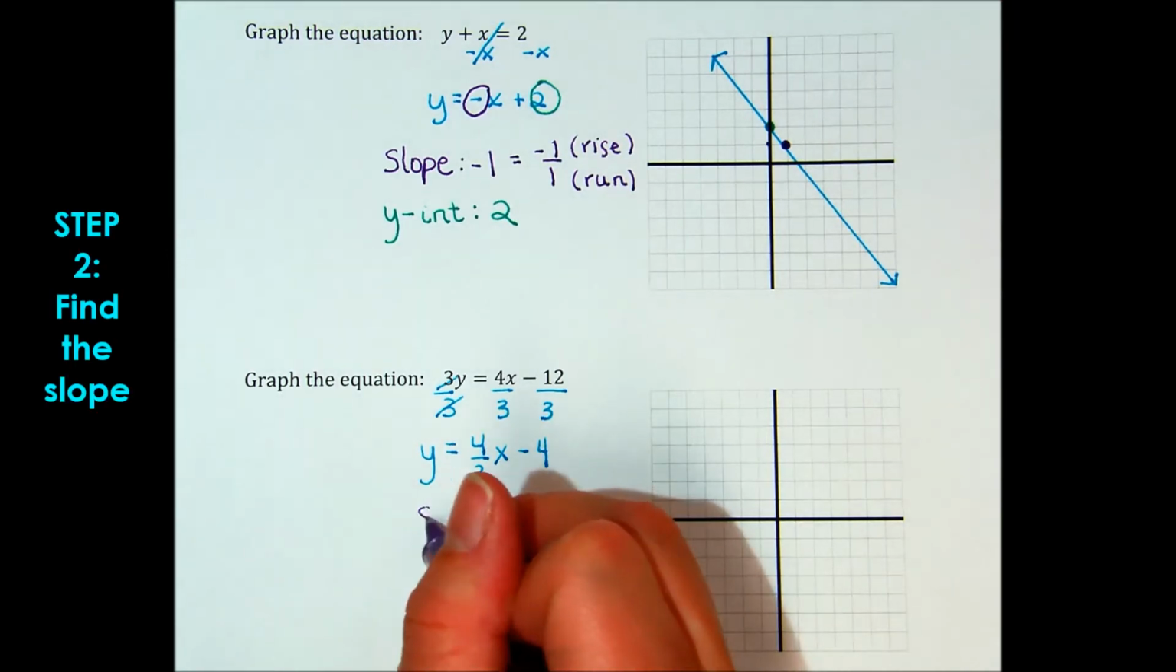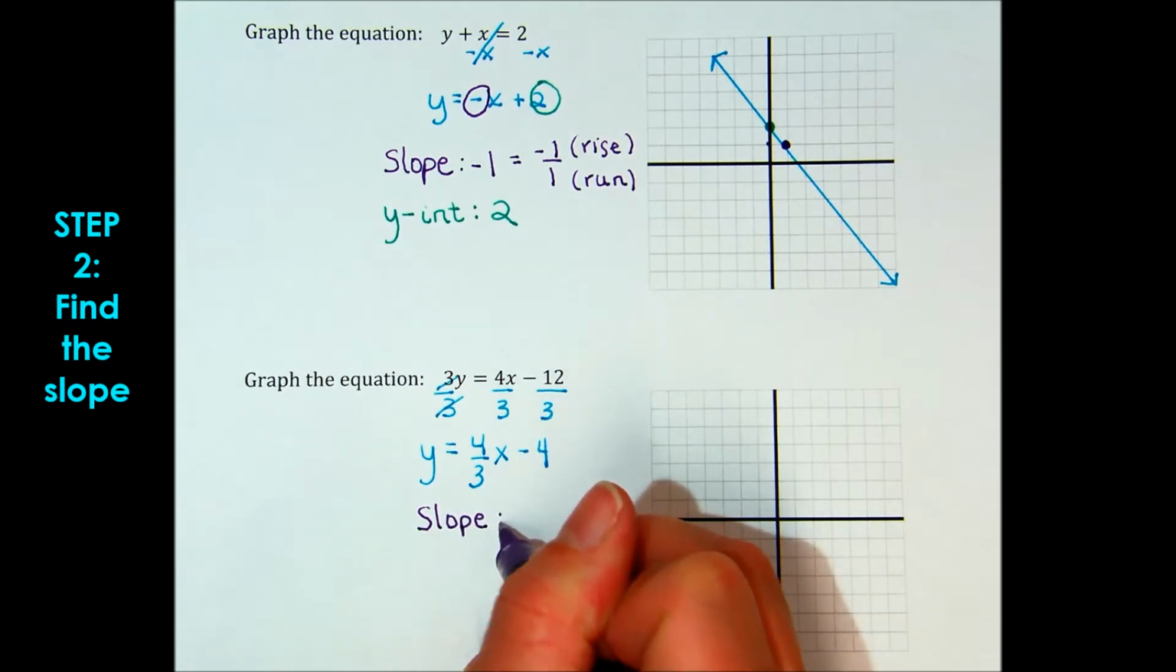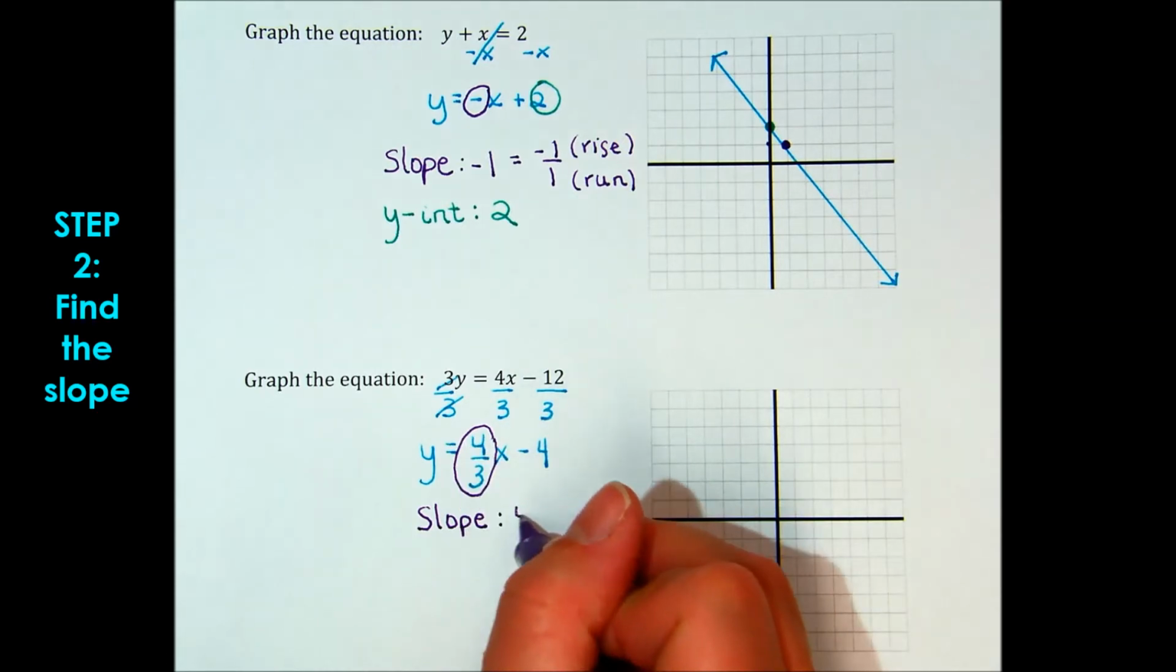I now have to identify the slope of the equation, and the slope again is the number located in front of the x. In this case, it is 4/3, and I'll leave it as a fraction.